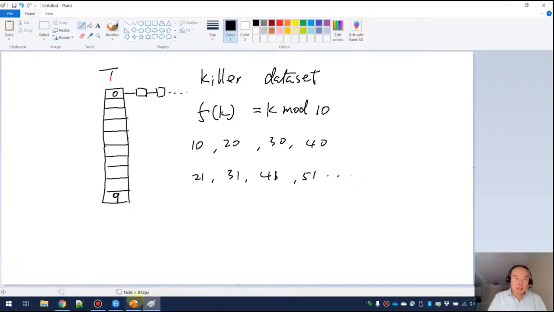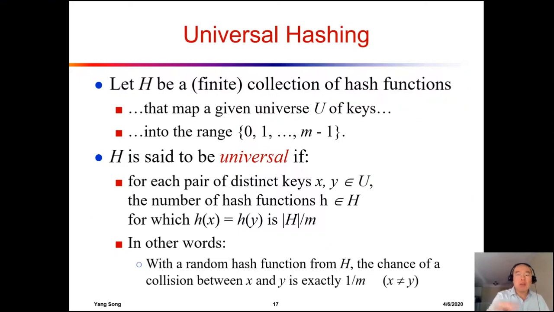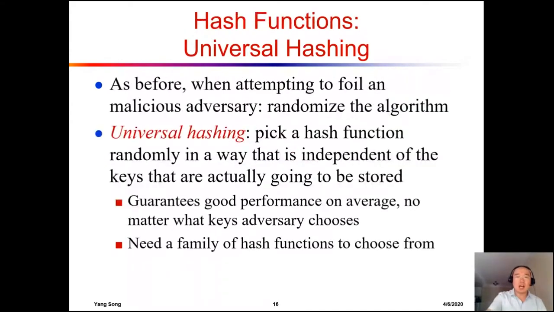So you may ask, how can we fix it? How can we prevent our hash table from getting killed by a killer dataset? The idea is, instead of relying on only one hash function, how about we create a lot of hash functions, that is a family of hash functions. When we initialize a hash table, at that time we pick a hash function, and we are going to use that hash function for the remainder of the time.